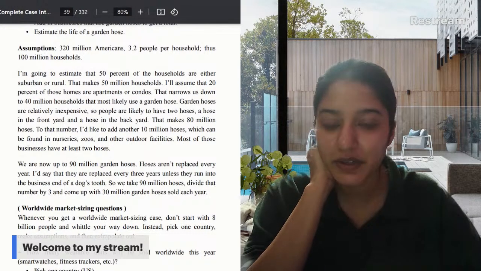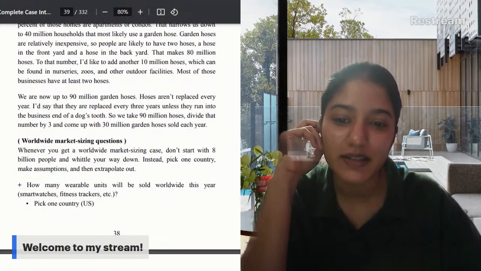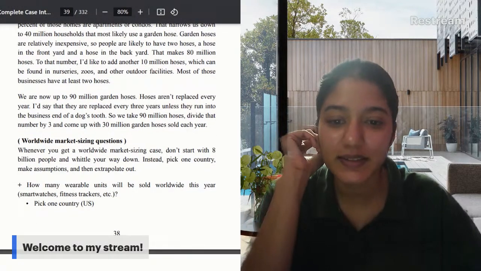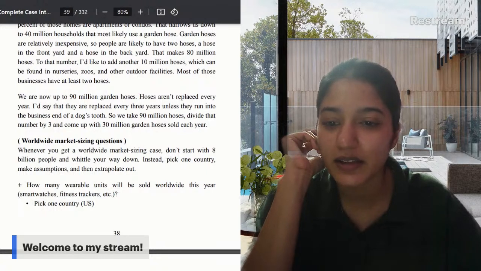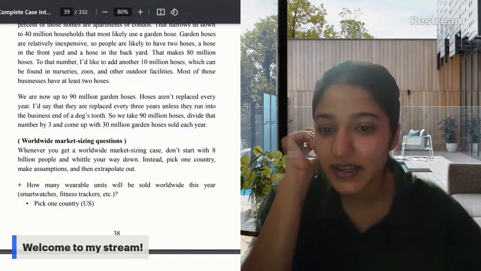So we take 90 million hoses, divide that number by 3, and come up with 30 million garden hoses sold each year. Worldwide market sizing questions. Whenever you get a worldwide market sizing case, don't start with 8 billion people and whittle your way down. Instead, pick any country, pick one country, make assumptions, and then extrapolate out.